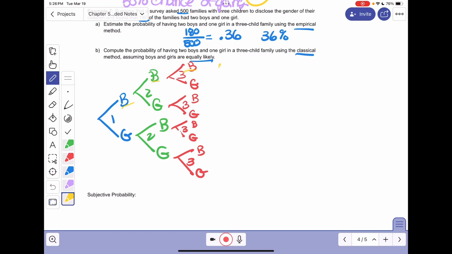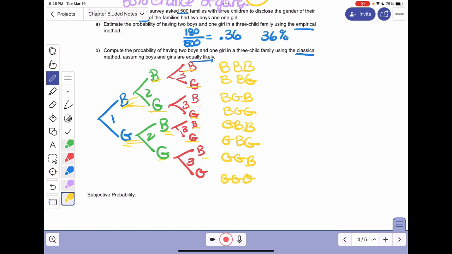So boy, boy, boy is one. Boy, boy, girl is the other. And then boy, girl, boy. Boy, girl, girl. Girl, boy, boy. Girl, boy, girl. Girl, girl, boy, and girl, girl, girl. So those are all of the options we could get. So there's 8 of those.